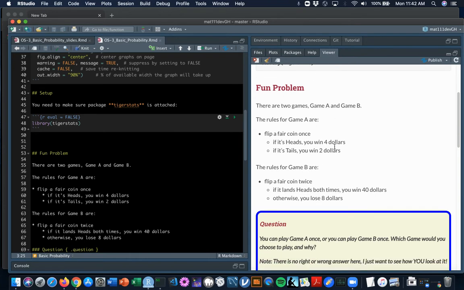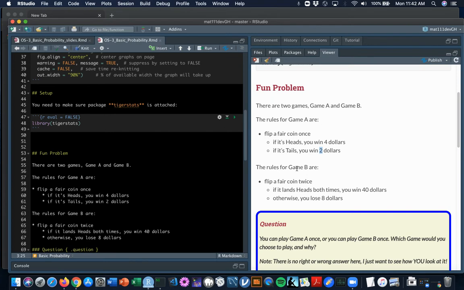There are two games, game A and game B. The rules for game A are: flip a fair coin once. If it's heads, you win $4. If it's tails, you win $2. So yippee, you are definitely going to win some money.